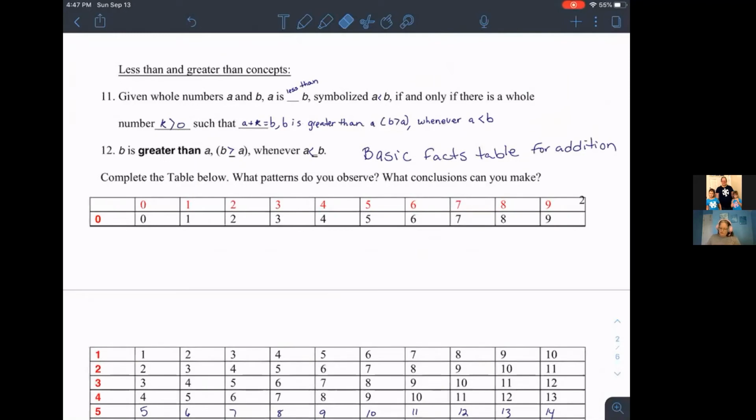It says given whole numbers A and B, A is less than B, symbolized by A and the symbol for less than B, if and only if there is a whole number K greater than 0, such that A plus K equals B. B is greater than A whenever A is less than B. So that's just showing you an example of what a less than equation would be. B is greater than A whenever A is less than B. So it has to be one way or the other. Like one has to be less, the other has to be more.